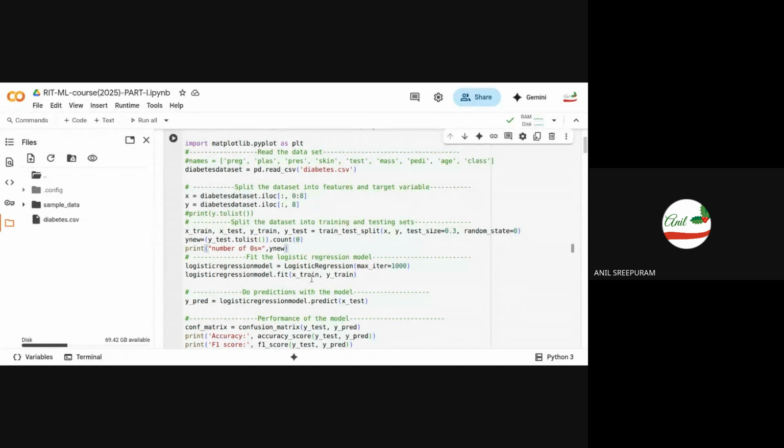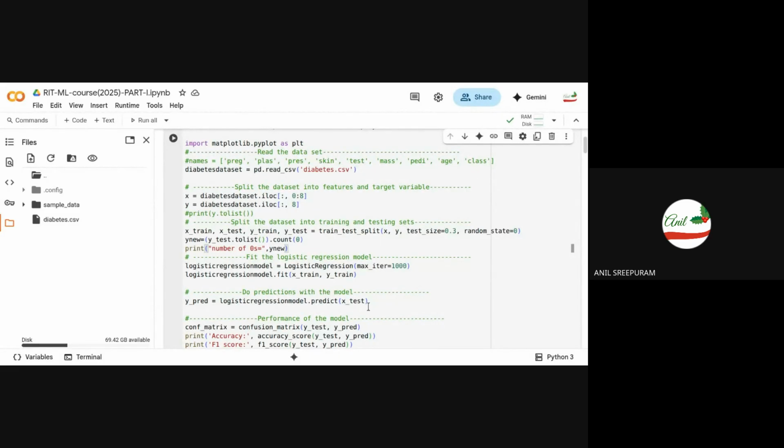And we'll be fitting the logistic regression model, and see that I'm calling logistic regression model dot fit X train, Y train. That means I'm fitting using only 70% of the whole data, that is the inputs X train and the corresponding Y train. Later I will be doing the prediction for the test data.